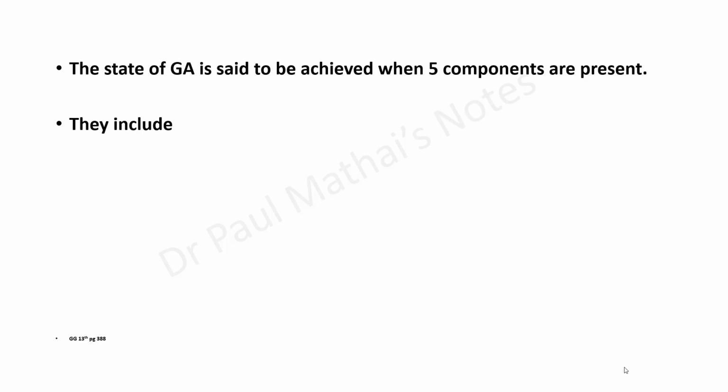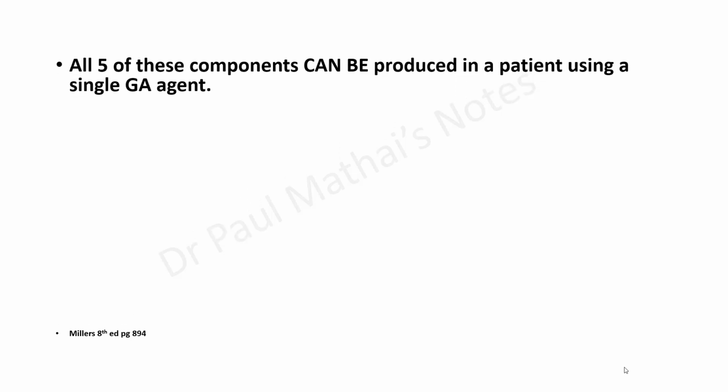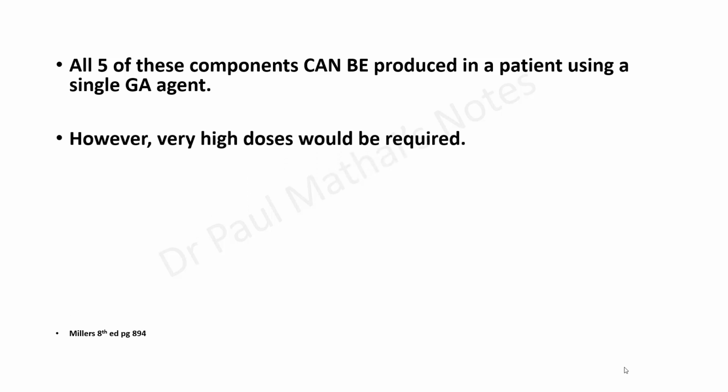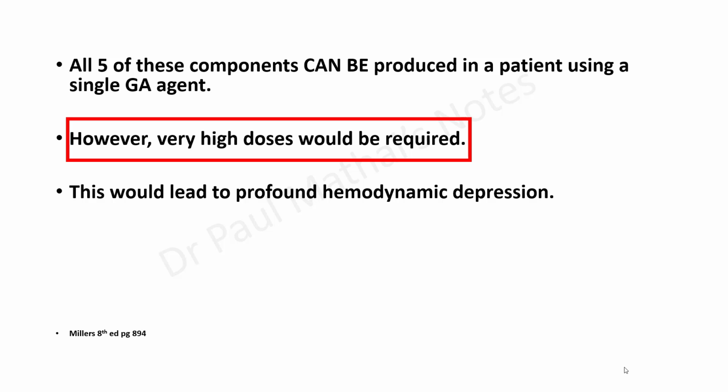The state of general anesthesia is said to be achieved when 5 components are present, and they include amnesia, immobility, decrease in autonomic reflexes in response to pain, analgesia, and loss of consciousness. It is true that all 5 of these components can be produced in a patient using a single general anesthetic agent. However, very high doses of that general anesthetic agent would be required, and this would lead to profound hemodynamic depression.